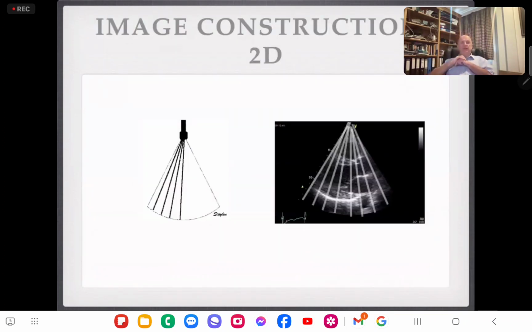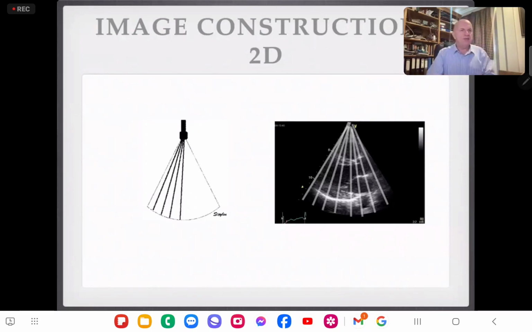How do you make a 2D image? Well, it's essentially the same thing. In M mode, if you're only going up and down one line, typically with echo, that means you go up and down that line 1,000 times a second. So really quite high frequency.